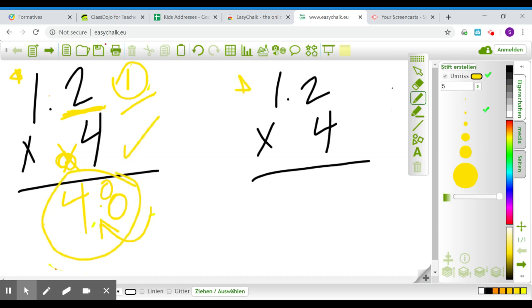My second strategy is what you need to get in the habit of doing every time you do any problem of any operation, especially once you get to middle school next year. You have to estimate your two factors and then reason: is my answer logical? So the way that looks is you look at the first factor, 1 and 2/10. 2 tells me to round down or stay the same, so it rounds down to 1. 4, of course, stays the same. 1 times 4 is 4. So that tells me my product should be about 4.